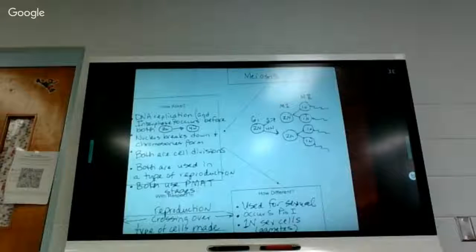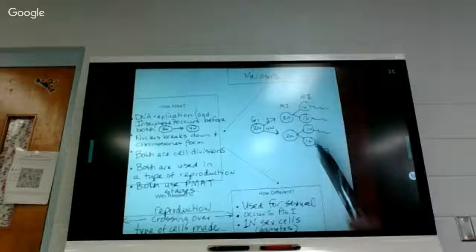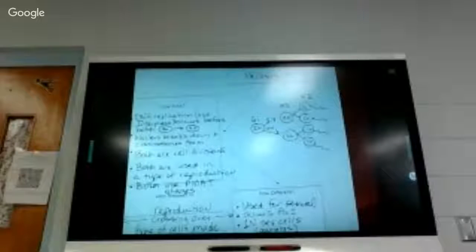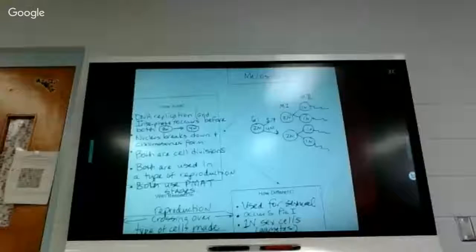All right, so here's the kicker. If these cells are genetically different, and these cells aren't, then what type of reproduction would help your survival? To be asexual only or to be sexual?